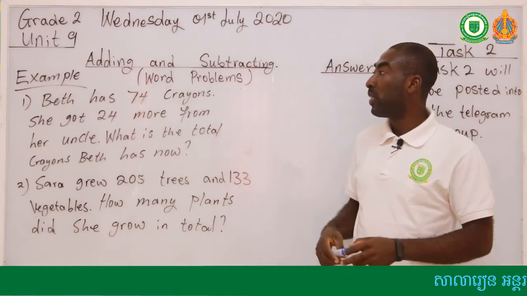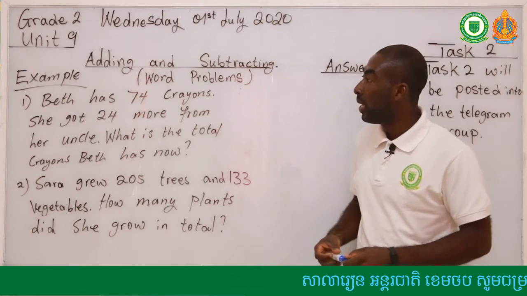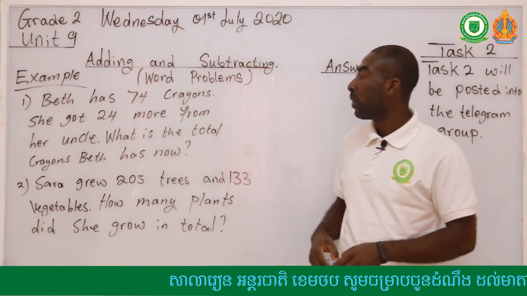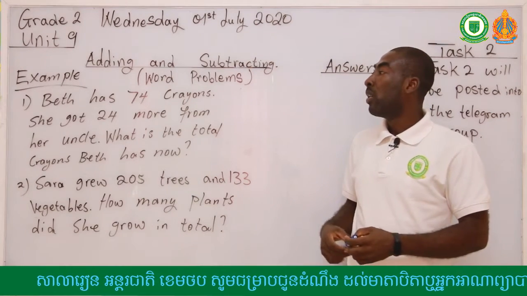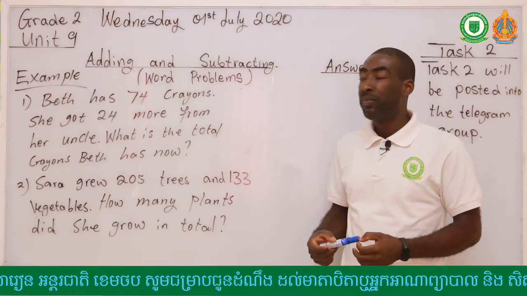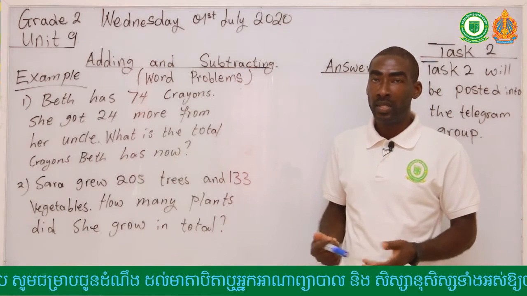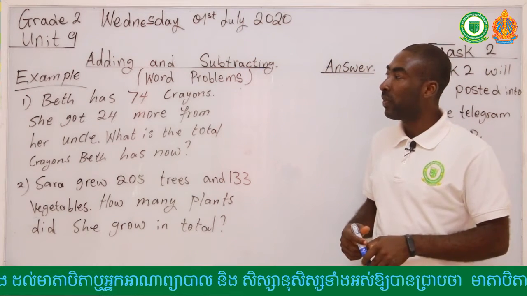In the first example, Beth has 74 crayons. She got 24 more from her uncle. What is the total crayons Beth has now? So how do you understand this question? Is it a subtracting question or an adding question? Okay, let's do a small analysis on this one.